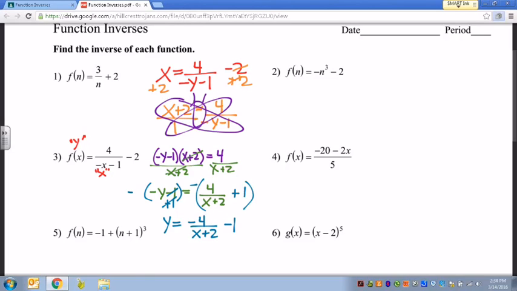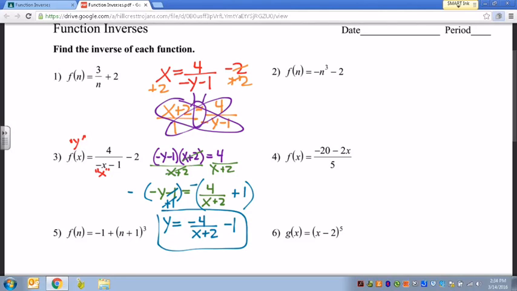Now, students might say, well, wait. Doesn't the negative affect the 4 on top and the x plus 2 on the bottom? No, because only one part of the fraction needs to be negative. Because if both were negative, then they just make positives anyway. So when we multiply by negative 1 with a fraction, I usually like to only apply it to the numerator. And obviously, negative times a positive 1 is negative 1. So that is the inverse of number 3 right there.